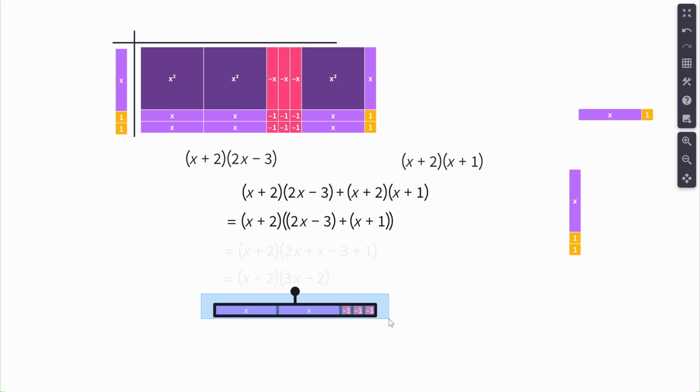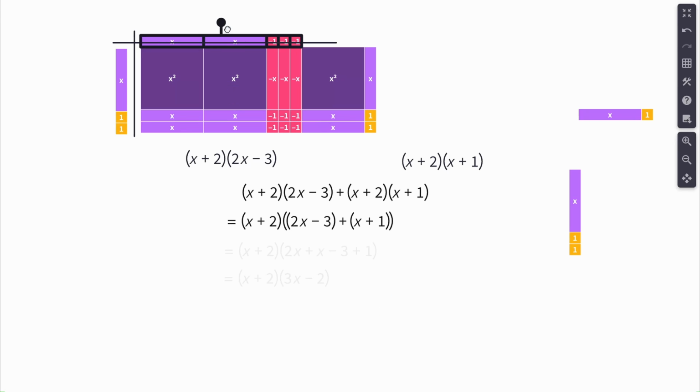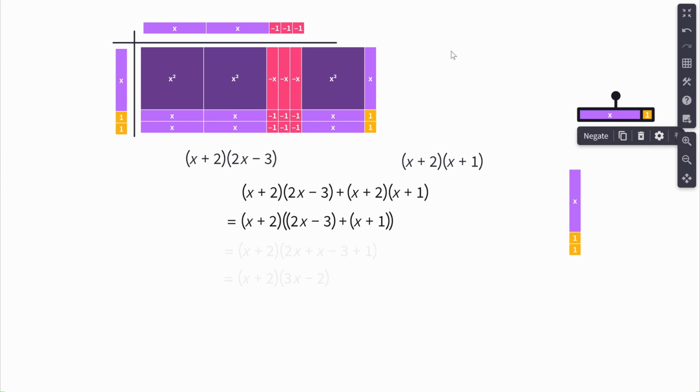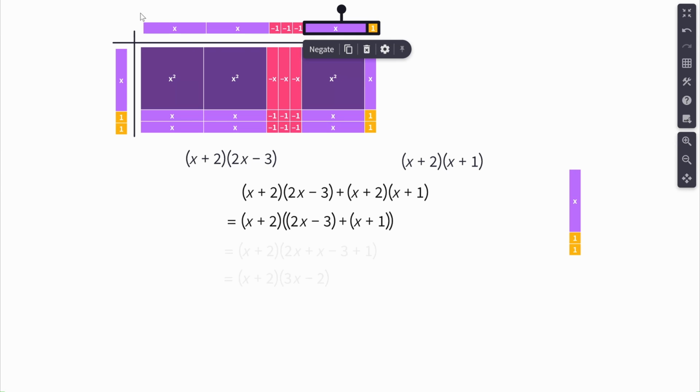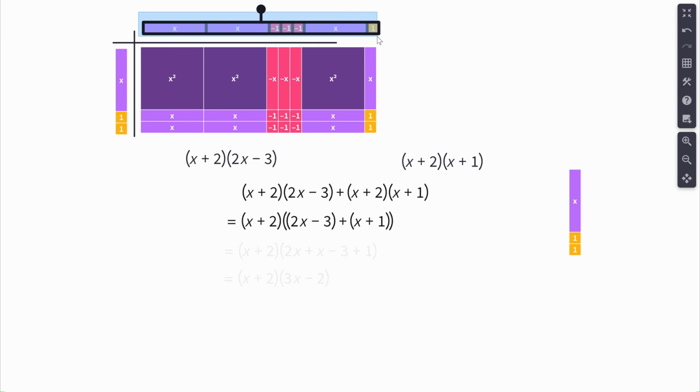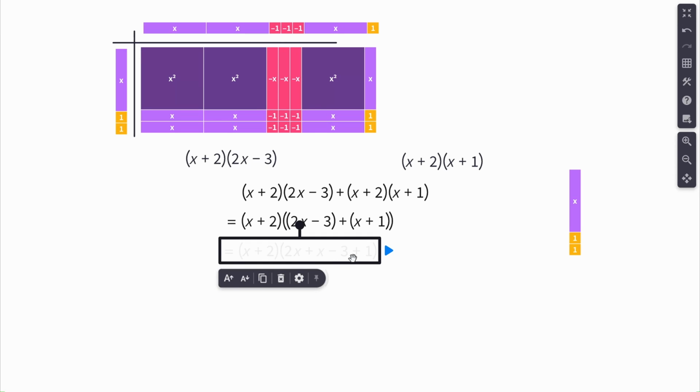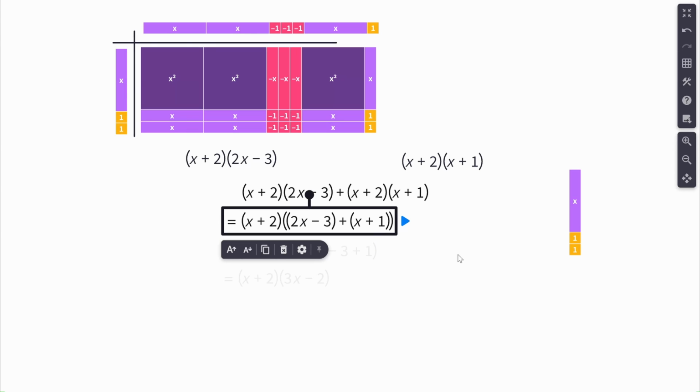And what has happened is that really my new expression is 2x minus 3 wide plus an additional x plus 1 wide. So it is this expression wide, 2x minus 3 plus x plus 1. Now, we don't like to look at that. We want to be able to simplify what's inside there. And you can probably do that without the tiles if you want at this point.